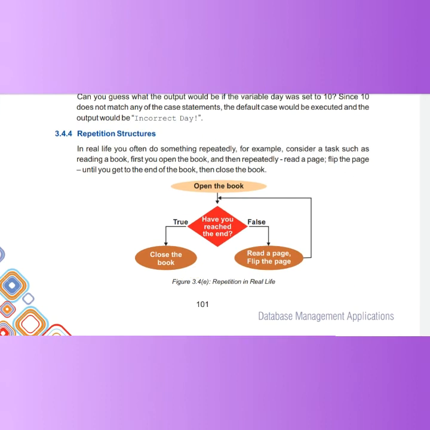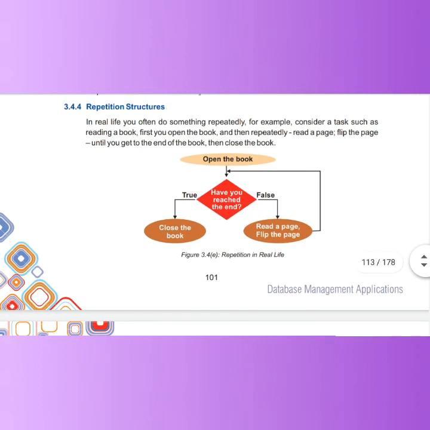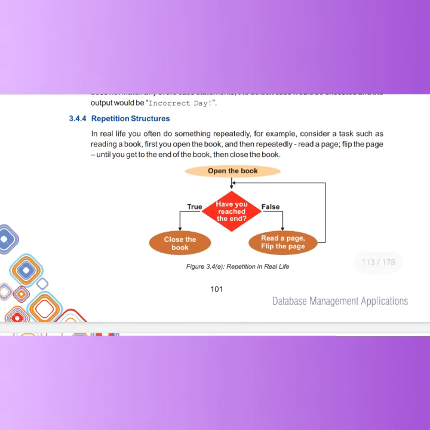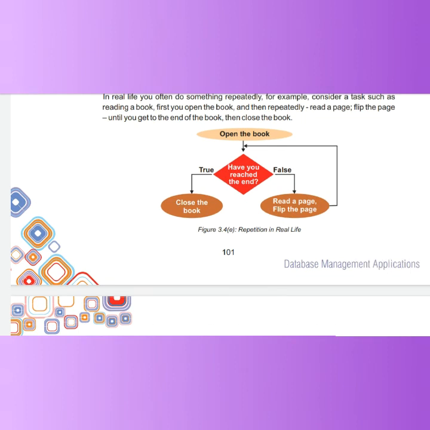And if you have not completed your book, what will you do? At a time you have read 2 pages. So for reading another 2 pages, you will again open that book. So in the false case, if you have not reached the end of the book, you will again go to open the book and read the other pages, and the same condition will be checked again and again, and this process will be repeated again and again until you complete the book reading and reach the end of the book. Okay, so this is about repetition in real life.